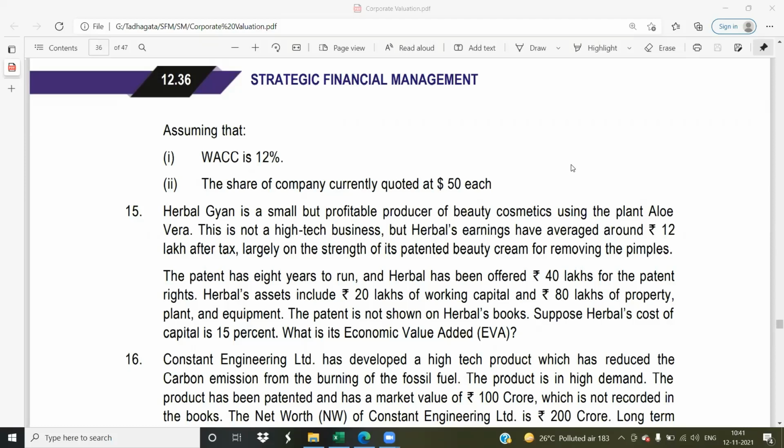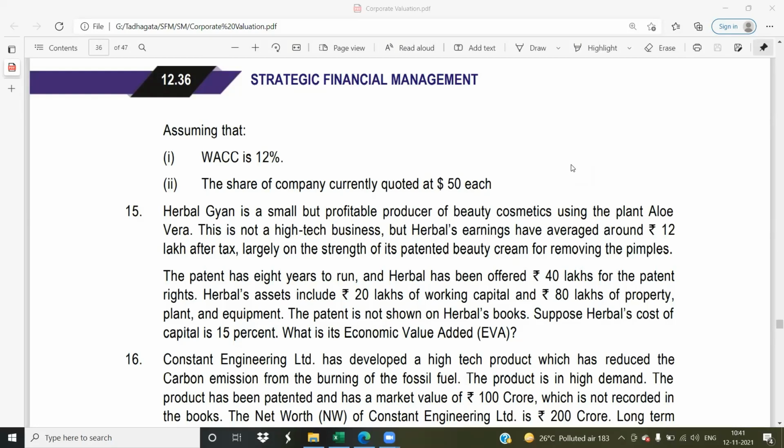There's a company which has earnings of 12 lakhs after tax. It has a patent of 40 lakhs. Its assets include 20 lakhs of working capital and 80 lakhs of property, plant, and equipment. The patent is not shown on its books, and its cost of capital is 15%. You need to find out EVA.